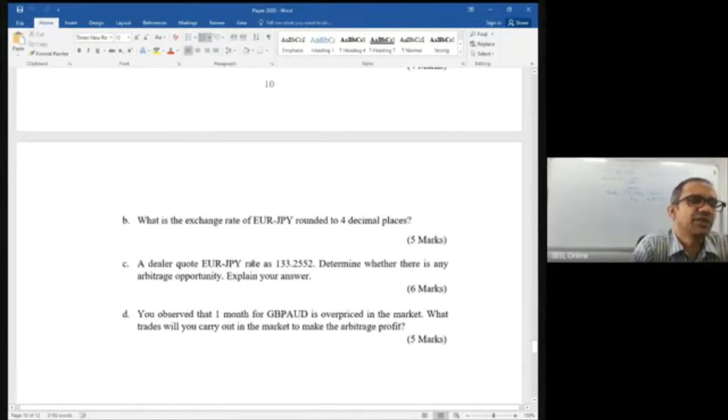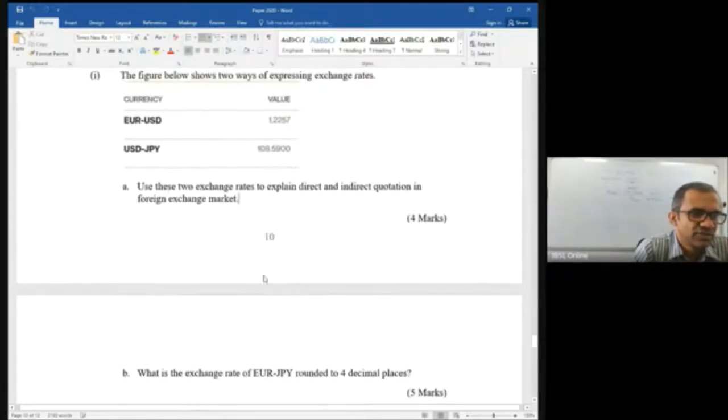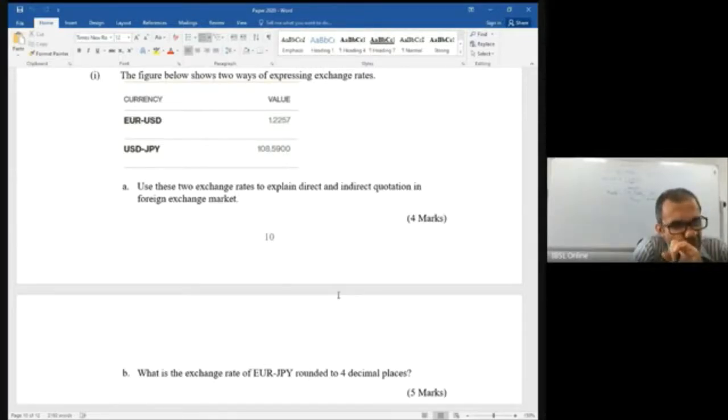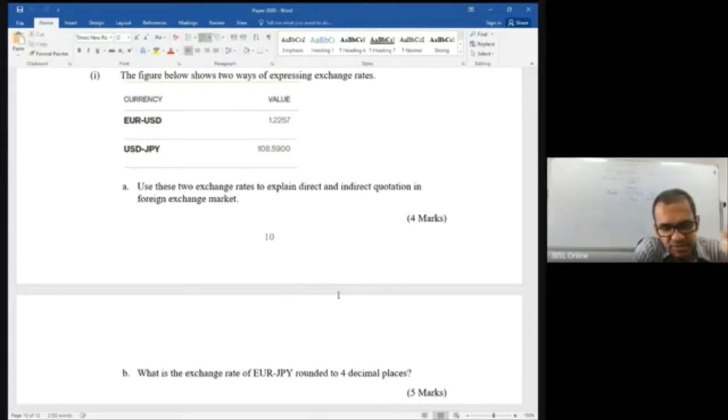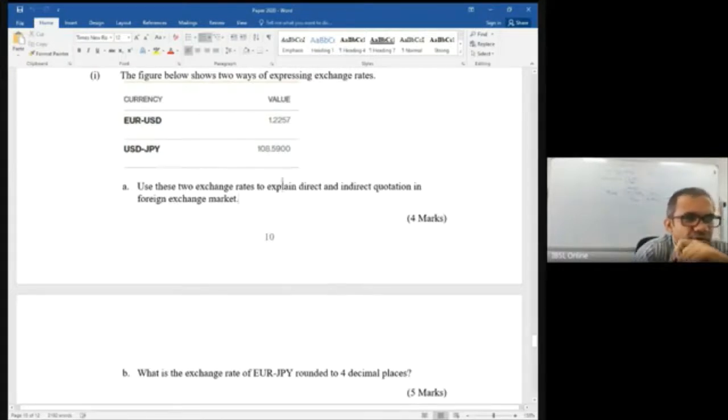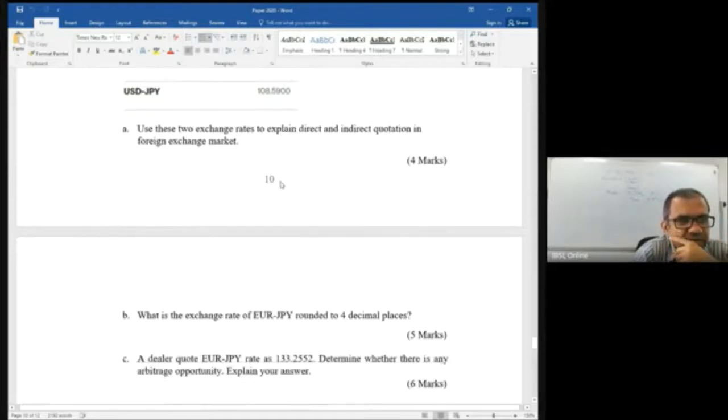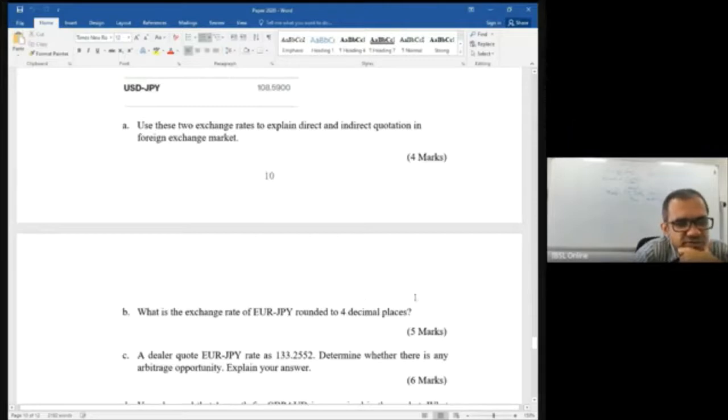What is the exchange rate of euro JPY rounded to 4 decimal places? Now what you have to do is calculate the cross rate euro JPY. How do you do that? Just multiply, because one is a direct quote and the other is an indirect quote. To calculate the cross rate, just multiply these two. 1.2257 into 108.59, then round to 4 decimal places.